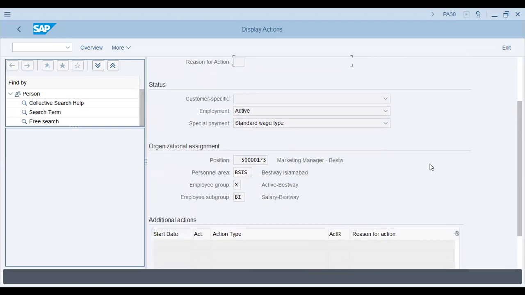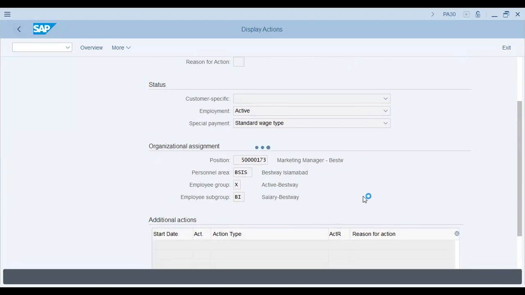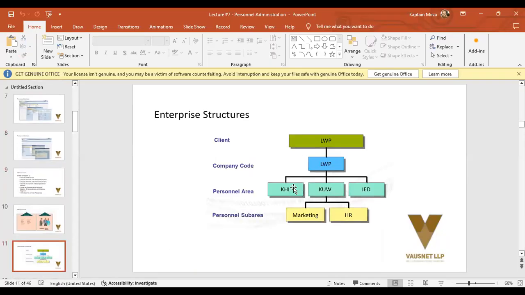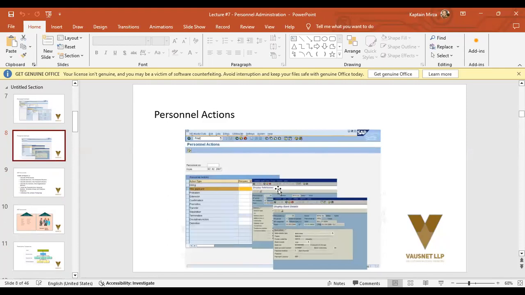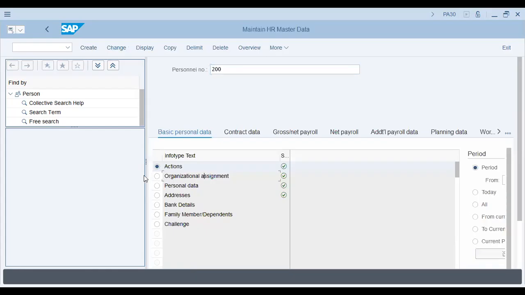Okay. So in action, we are taking an action, and through which personnel area? Best Way Islamabad. Employee group is active, not retiree, and employee subgroup is salaried, not contract. That is action. Okay. We'll be configuring this, of course, in the later chapters. Personal actions. There are many info types that we'll be looking at. Let's see what is this display organizational assignment.